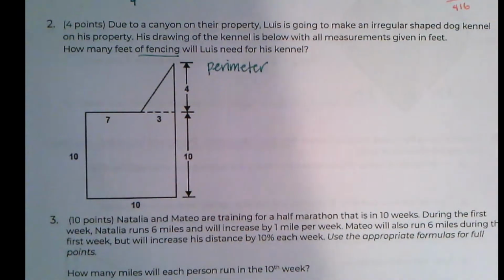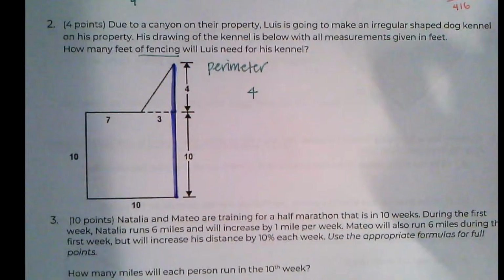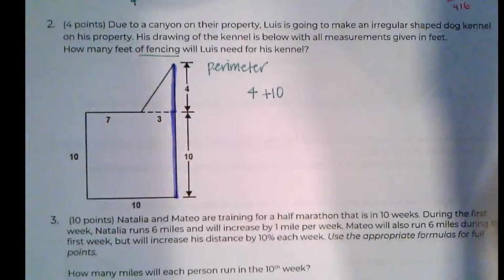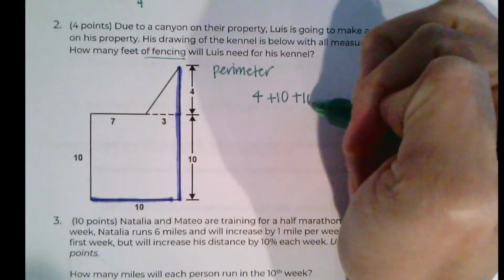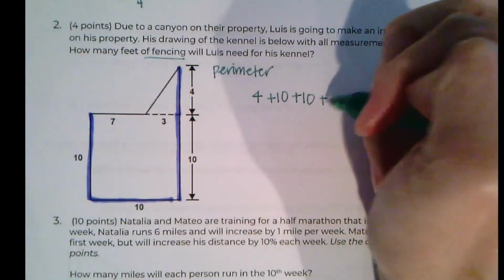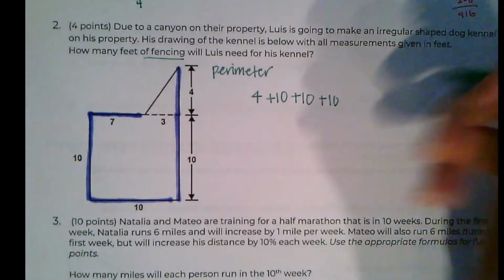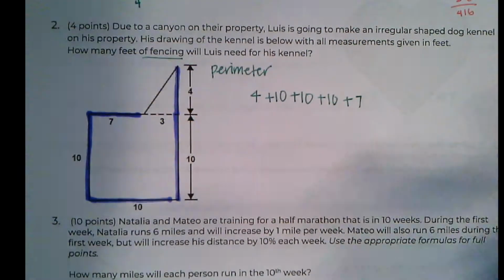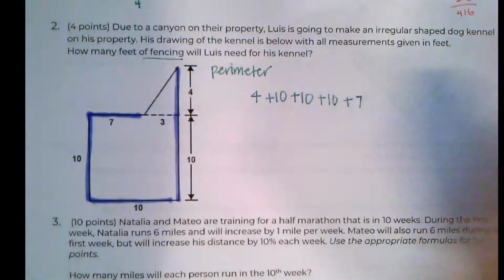So we have a bunch of easy things to add together for the perimeter. We've got this little length of 4. We've got this length of 10. We've got this other length of 10. Another 10. And then the last 7. Those are the easy parts, right? We've got 41 feet worth of easy fencing to calculate. The tough part is this last little bit here. We need to figure out what that is.